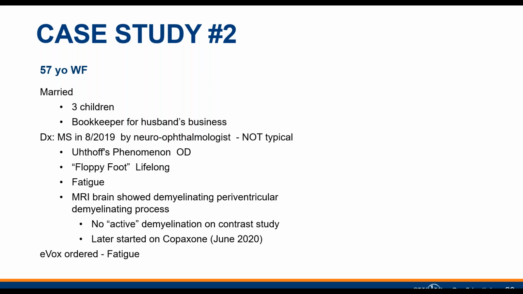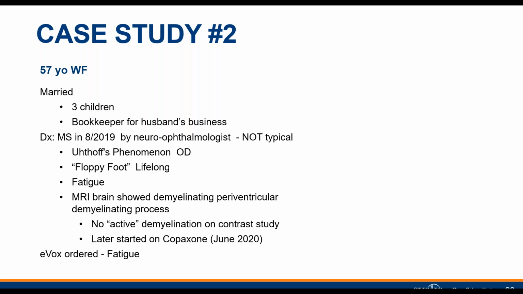But what that is basically, when her body heats up, she doesn't see well out of her right eye. She also had things like what she calls a floppy foot and some fatigue. We did an MRI related to the Uhthoff's phenomenon back in 2019 that did show some demyelinating lesions, which the neuro-ophthalmologist felt was very consistent with her MS situation, and the MRI with contrast was done looking for active demyelination, which was negative.